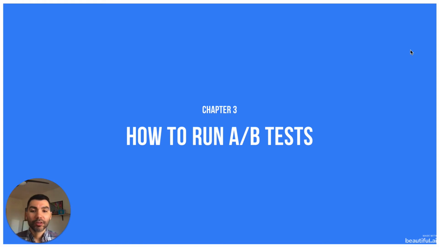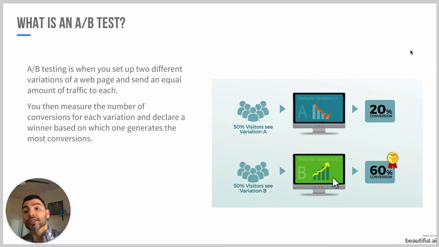All right, so we're on to chapter 3, how to run A/B tests. So first off, what is an A/B test? A/B testing is when you set up 2 different variations of a web page and send an equal amount of traffic to each. You then measure the number of conversions for each variation and declare a winner based on which one generates the most conversions.